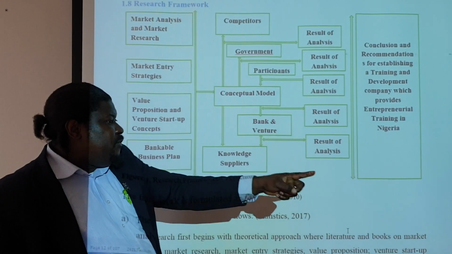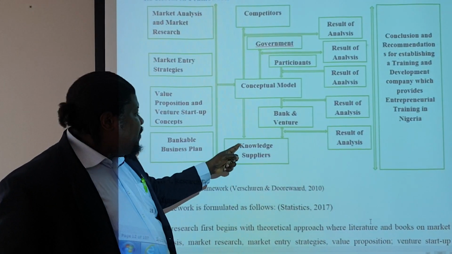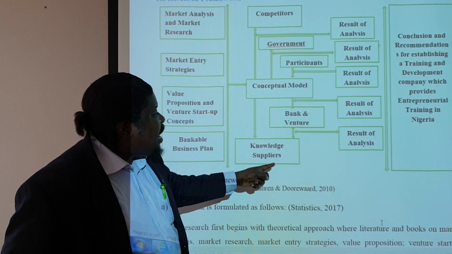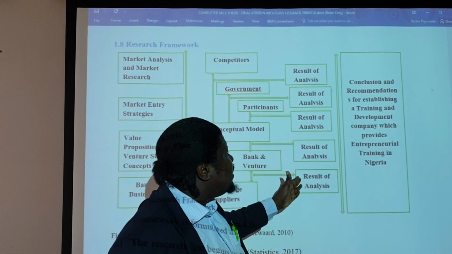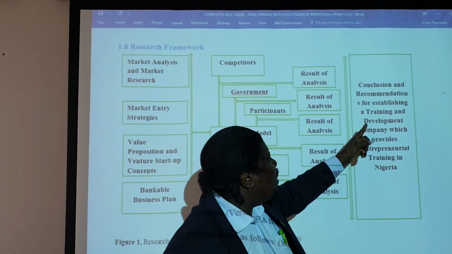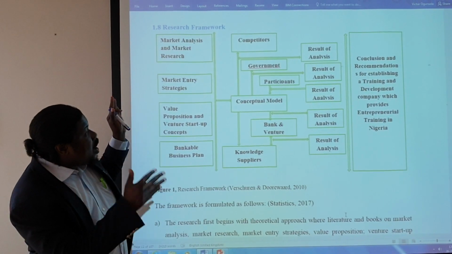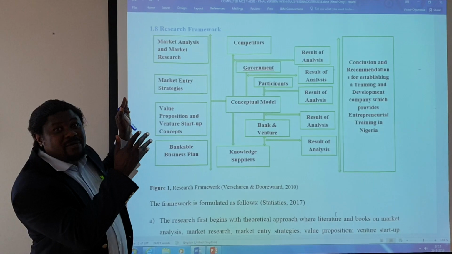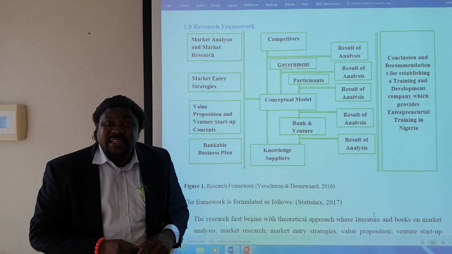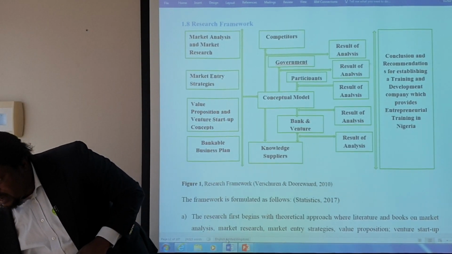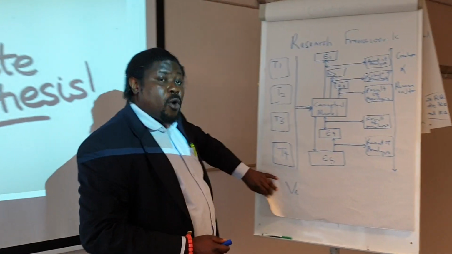And lastly, E5, as you can see here, the students will interview knowledge suppliers and have a result of the analysis, okay? From the result of all these analyses, the student comes up with a conclusion and can make recommendations, okay? And this is the research framework. Once the student is able to get their research framework right, the student can always look at this to know about the next step in their thesis. Thank you very much. I go back to the flip chart board. Thank you.